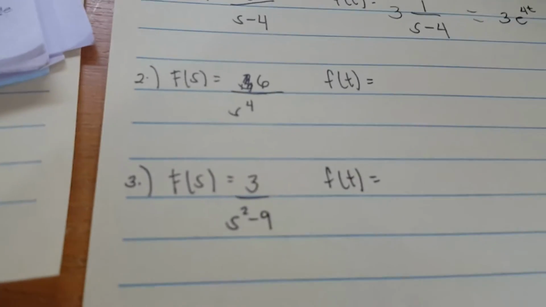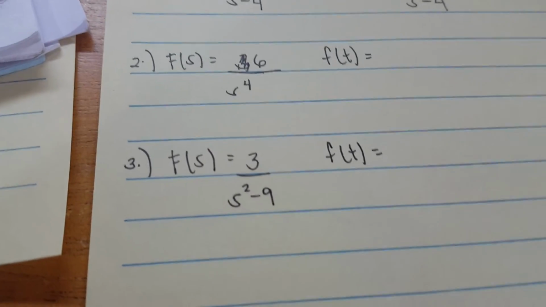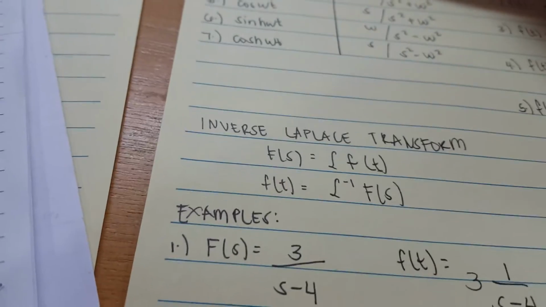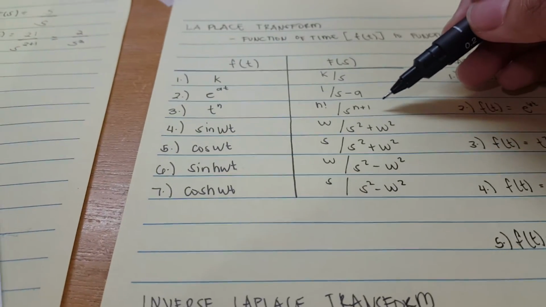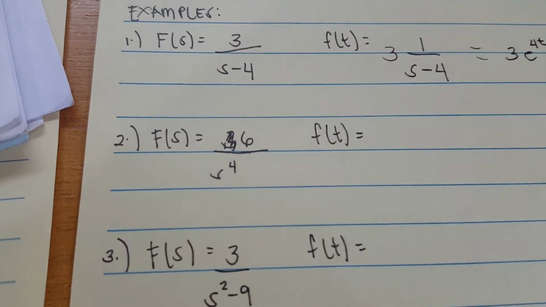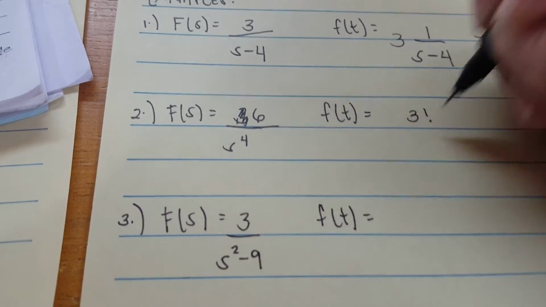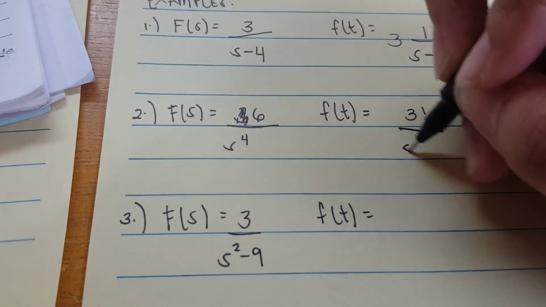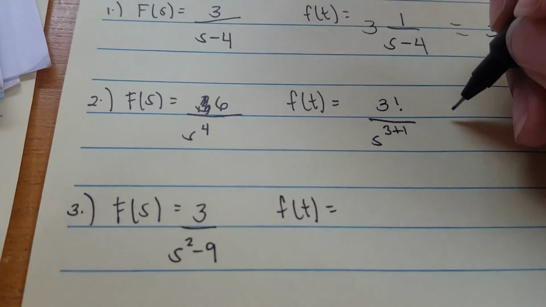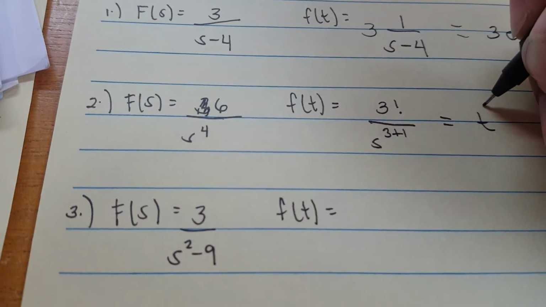Next, F of s is equal to 6 over s raised to 4. We can now solve this with the use of number 3 in our chart. So f of t now is equal to 6, which is equal to 3 factorial over s raised to 3 minus 1, which gives t raised to 3.